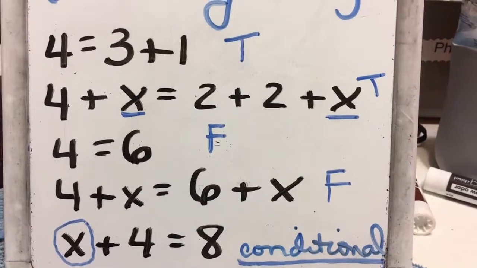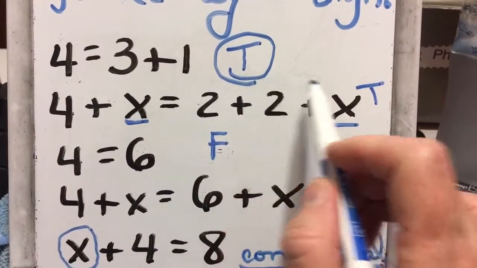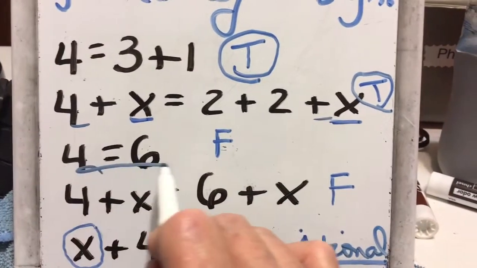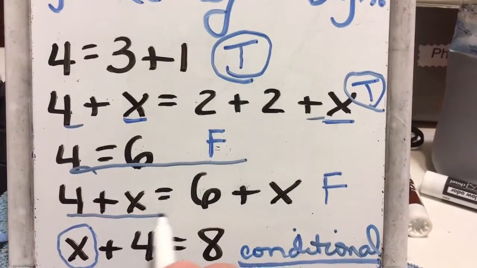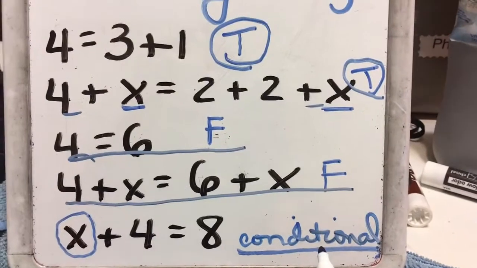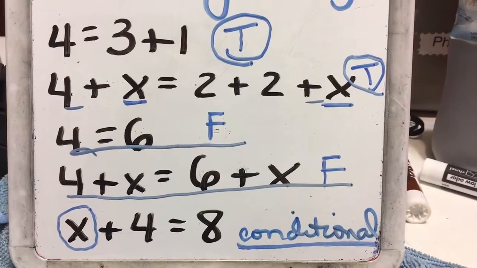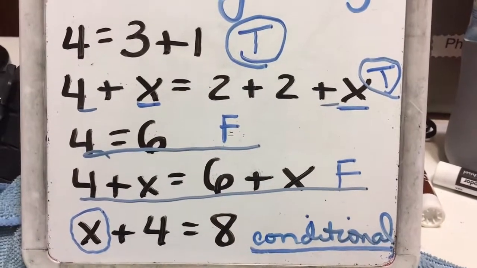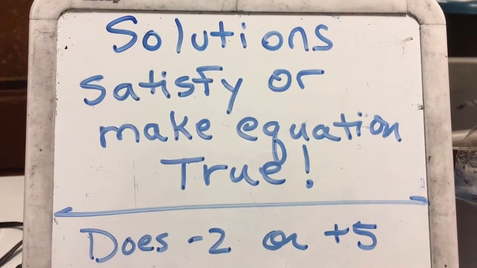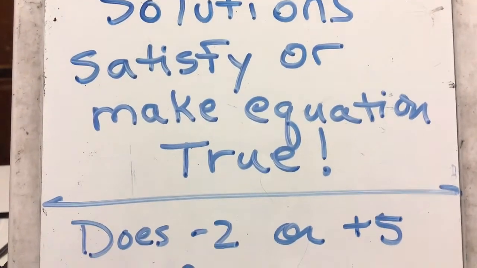So just so that you know, when we have a true statement, we call that an identity. We call this an identity. Okay, we call this a contradiction. And then we're going to do most of our talking about this conditional statement here because we're going to be solving conditional statements. Solutions satisfy or make equations true. So now we're going to learn to recognize and then to find solutions.